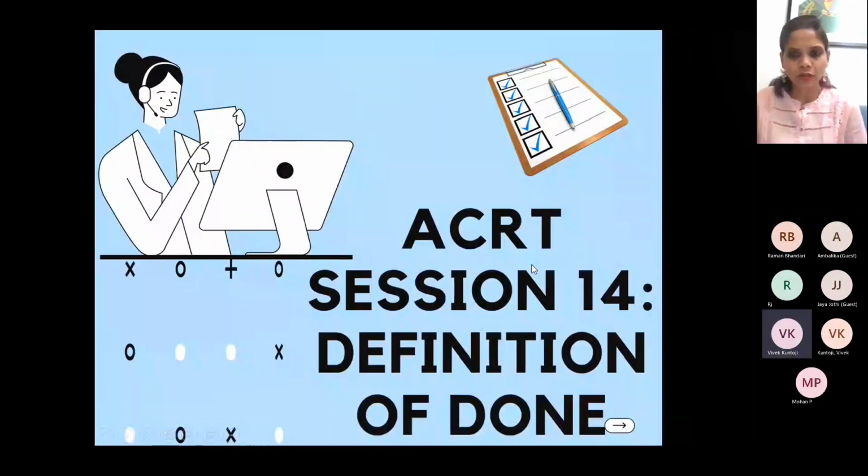Let me know if you guys are able to see my screen. Yes, it's visible. Okay, thank you for confirming.